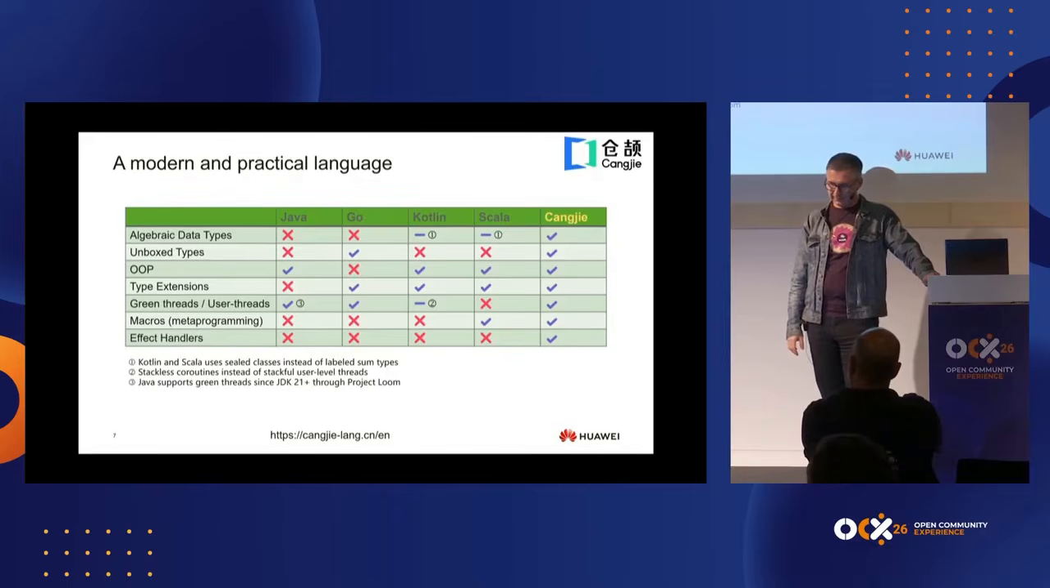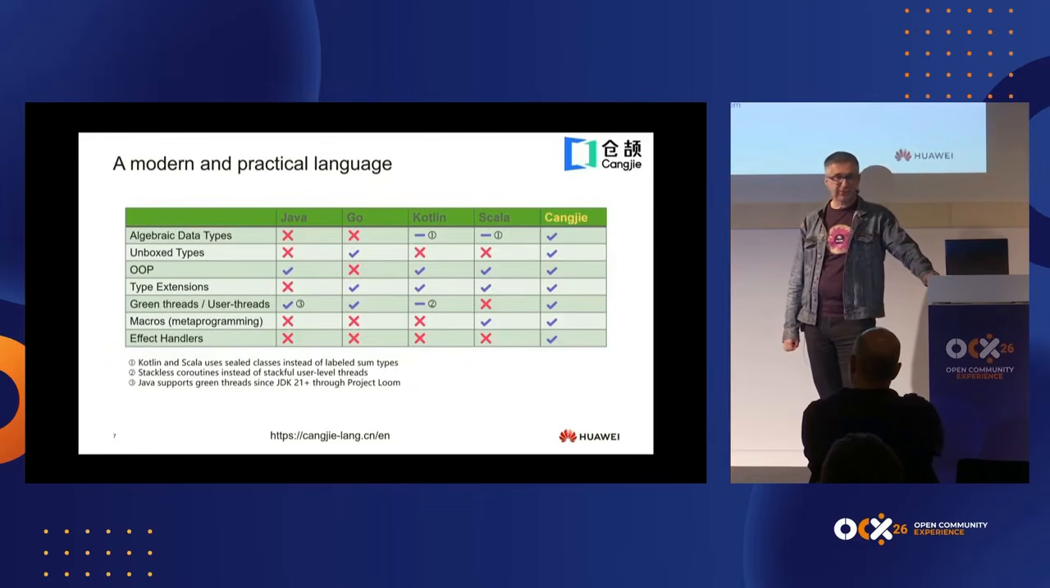So we have algebraic data types. I quite like the support for algebraic data types in Cangjie. What are the things there that are, let's say, quite nice to have?